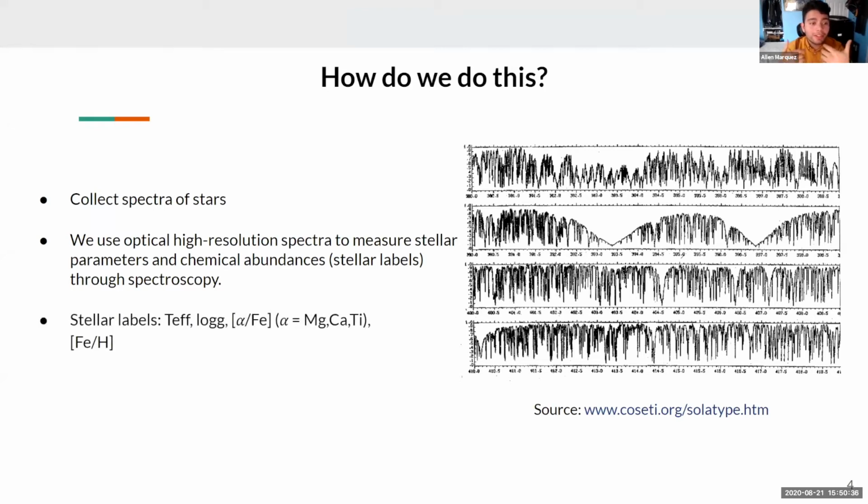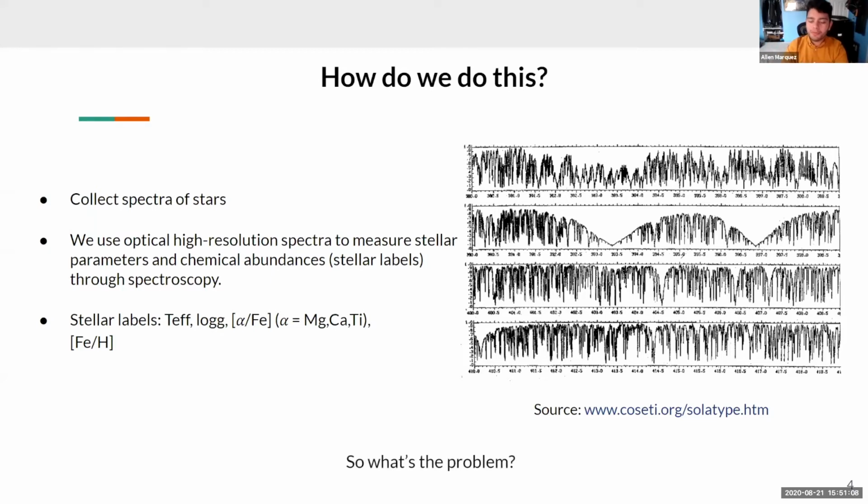And the stellar labels that we're interested in are the effective temperature and the surface gravity. Those two parameters set the tone for the atmosphere of the star, and they let us know how far we are from the star. And then we're interested in the alpha over iron ratio. In this case, I've listed a couple of examples of alpha elements, but for our case, we'll be using magnesium. And then we're also interested in the iron over hydrogen ratio.